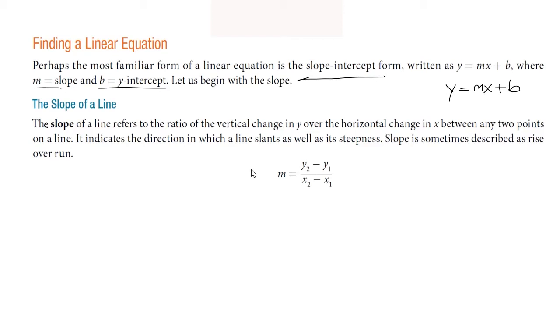Now we use this formula to find the slope of the line. m equals y2 minus y1 all over x2 minus x1. So this is called the rise, how far it goes up, over the run, how far it goes along the x-axis. So this is up the y-axis or down, and this is along the x-axis in the denominator.